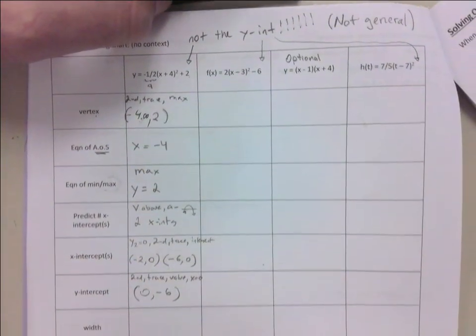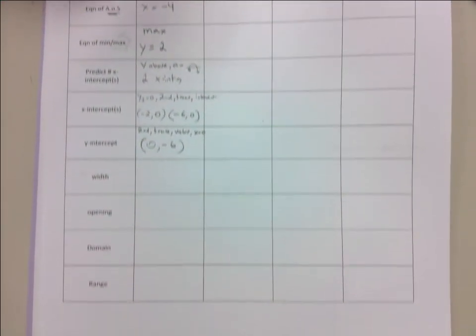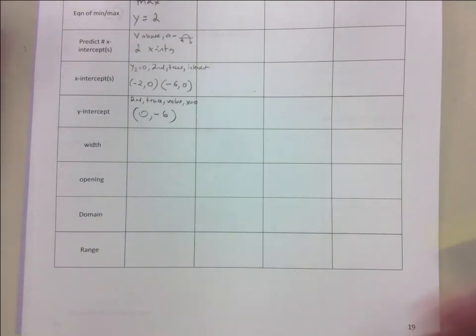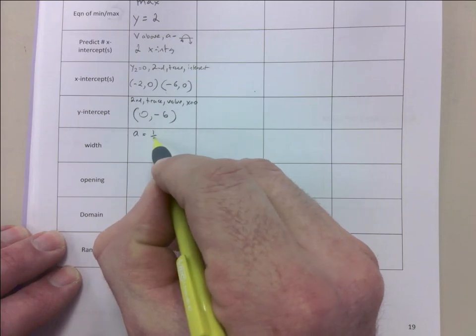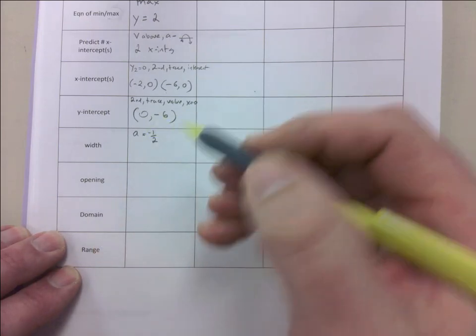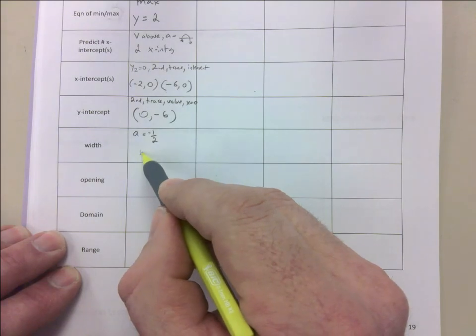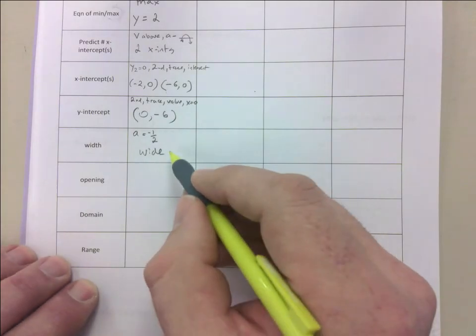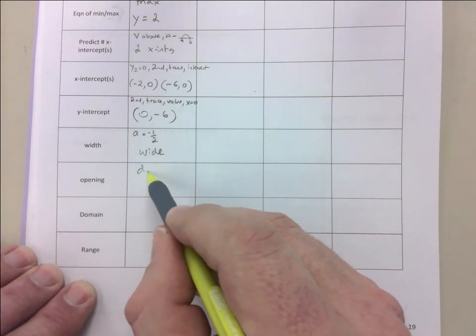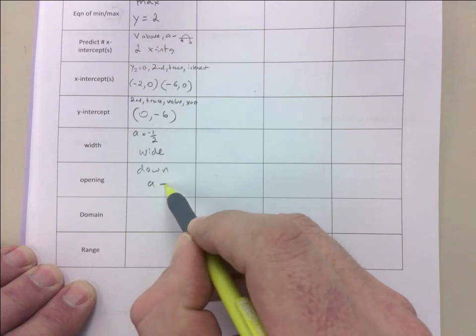Let's keep going. What's the width of this curve? A is equal to negative 1/2. So we will say wide because it's 0.5. Opening, it's down because A is negative.